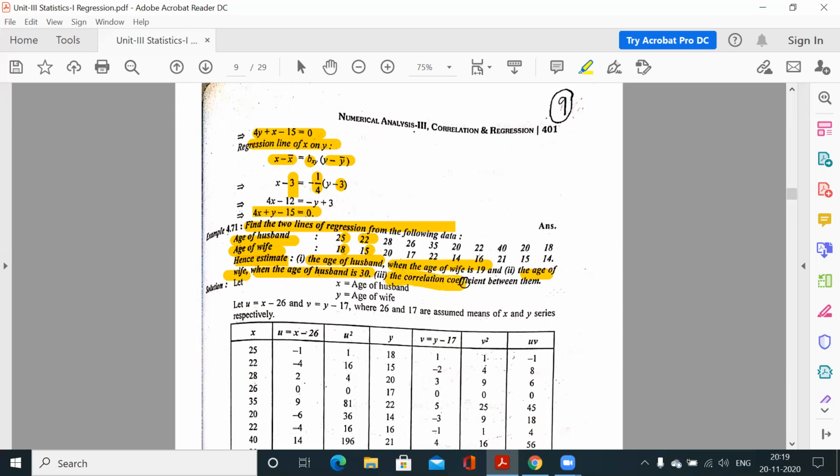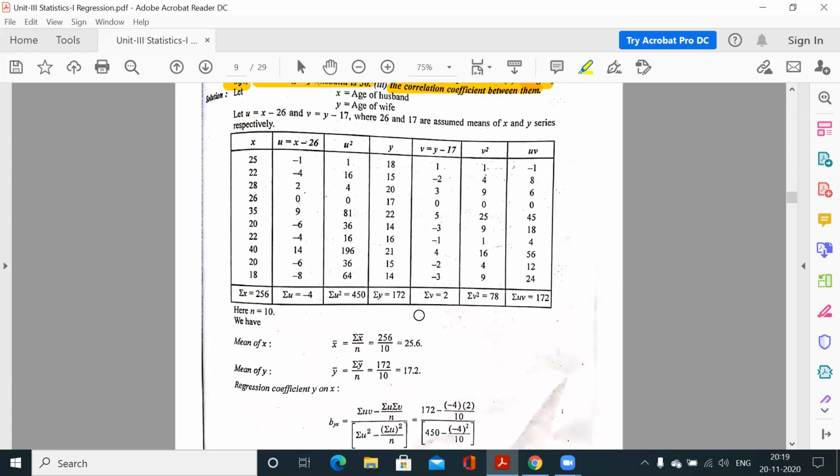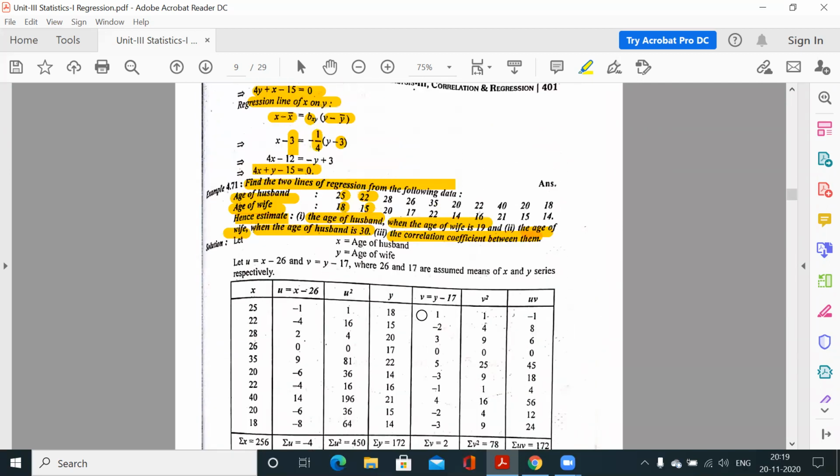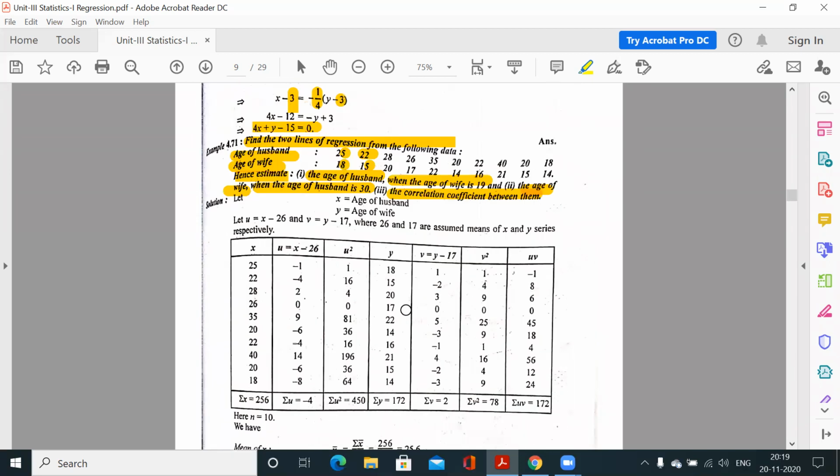And the third question is the correlation coefficient between them. So in this case, a lot of questions are there. First, the two regression lines, next two predictions, and next is the correlation coefficient. So in this case, we have to find the R value also. The R means the correlation coefficient. So there is no extra term, because you know what the correlation coefficient is.